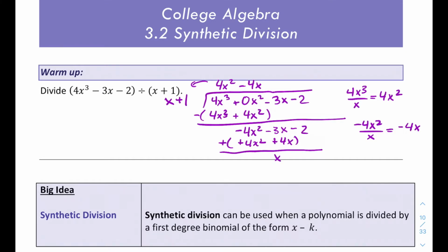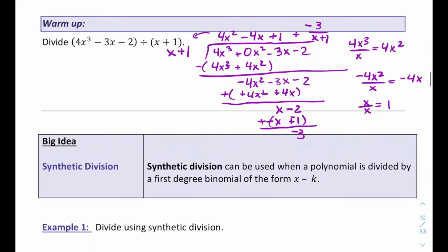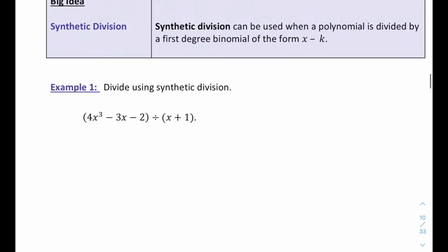Divide x, my new first term, by my original first term. X divided by x gives me 1. Multiply that back. I'm going to end up subtracting and getting a remainder of negative 3. So that goes over what I was dividing by, my x plus 1, because it wouldn't divide evenly into it. And you could either have a minus 3 over x plus 1 or just a plus negative 3 over x plus 1.